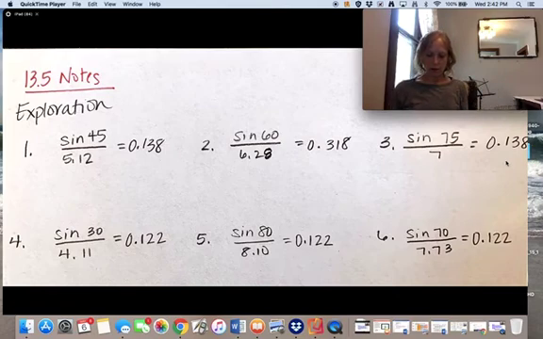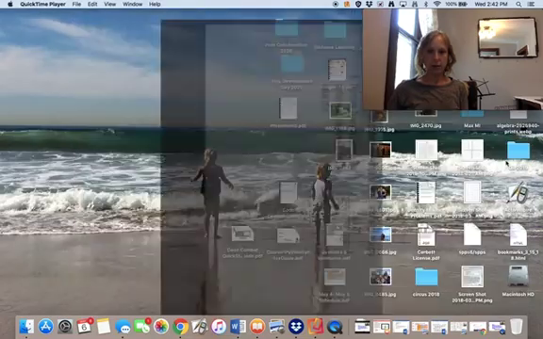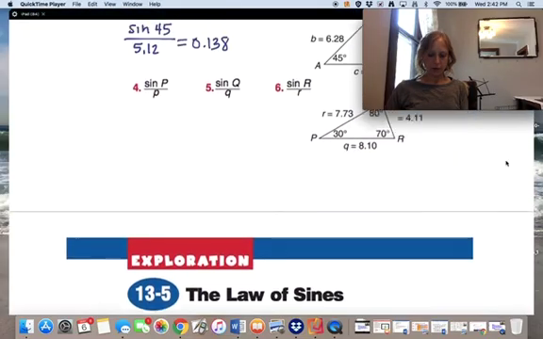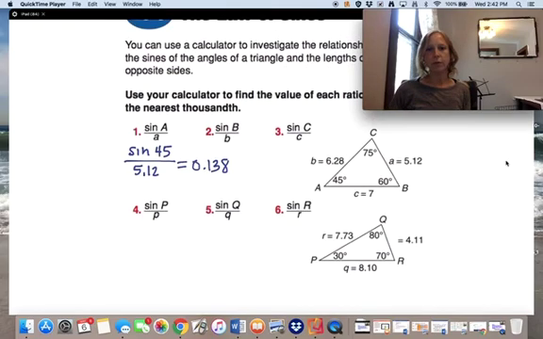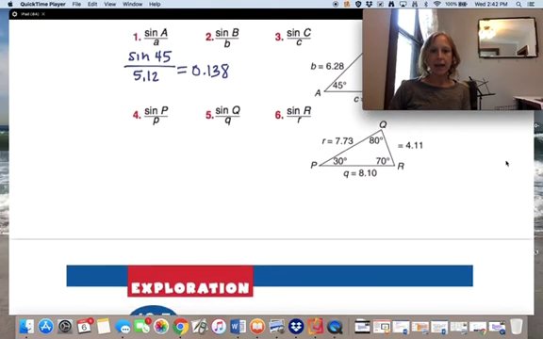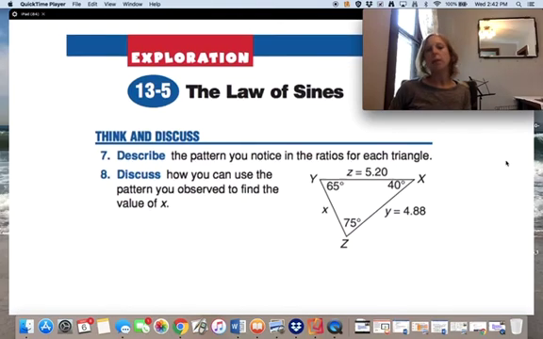So the big question that we need to answer is, what do you notice? And what we notice is that every single ratio is the same. And that, ladies and gentlemen, is the law of sines. So when you set up a ratio for the sine of an angle and divide it by the side that's opposite from it, you will get the same thing every single time. So how can we use the law of sines to find missing measurements? Well, let's take a look at the triangle that we see in front of us.